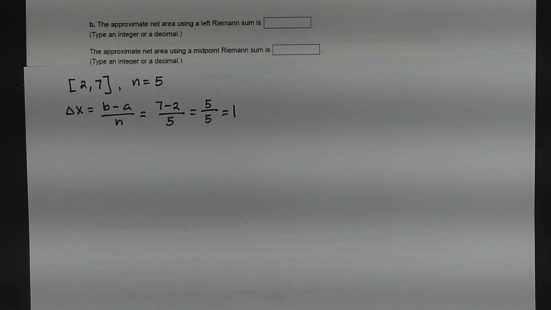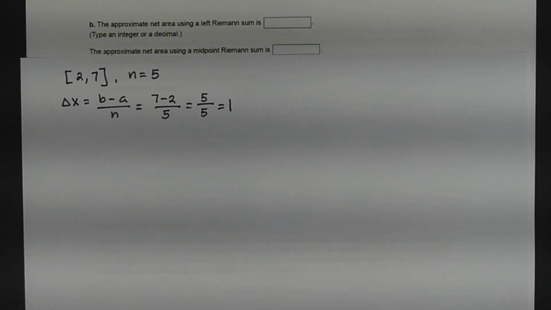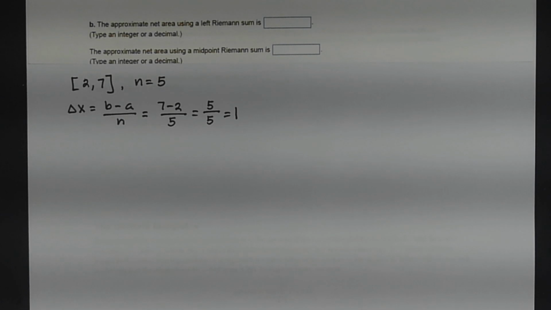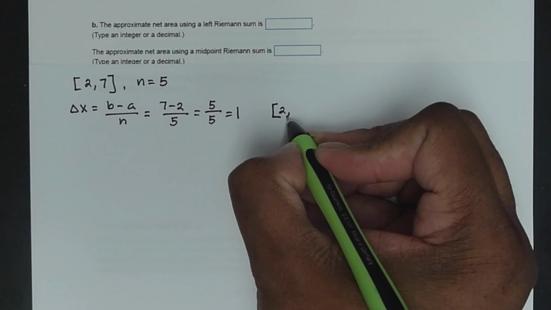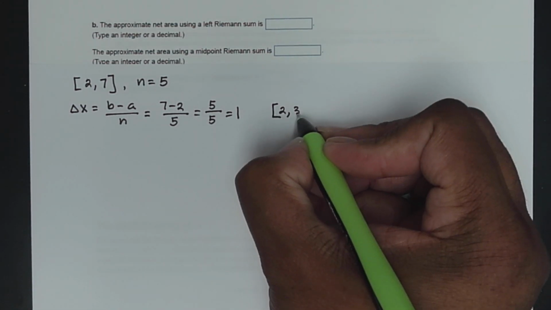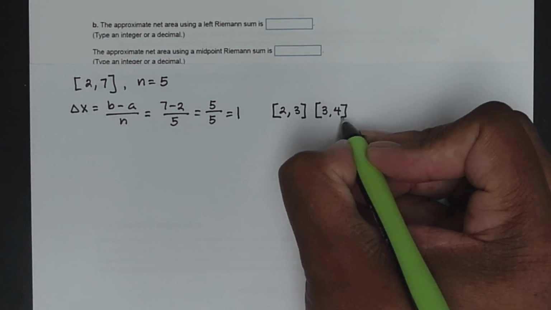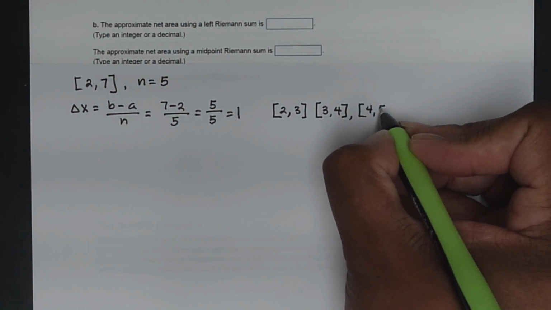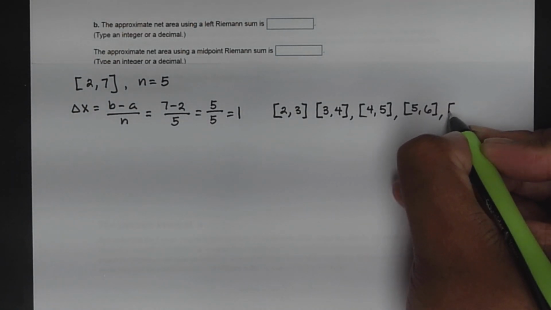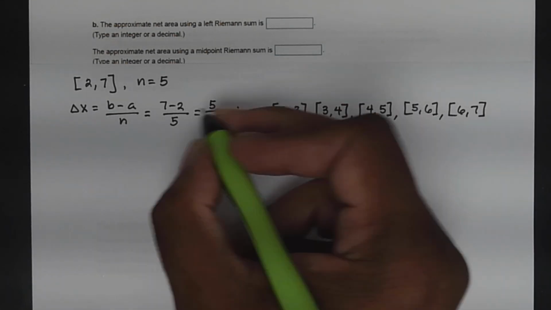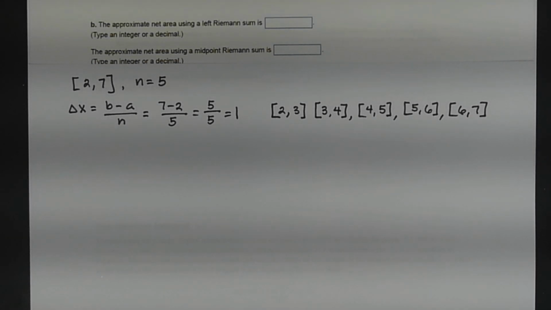That's delta x. And what would be my subintervals? Since n is equal to 5, I must have 5 subintervals, each with a length of 1. So these are my subintervals here. I'm starting with 2. So I add 1 to that, that's going to be 3, so it'll be from 2 to 3. The next one will be from 3 to 4. The next one will be from 4 to 5. The next one will be from 5 to 6. The last one will be from 6 to 7 because my right endpoint is at 7. So those are my 5 subintervals.